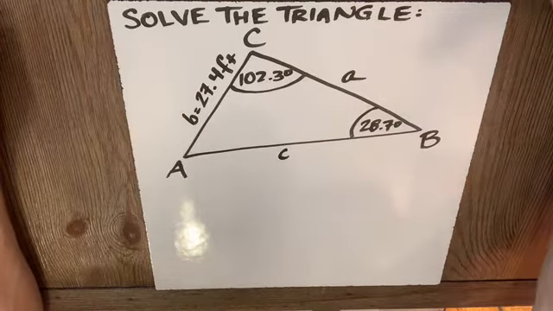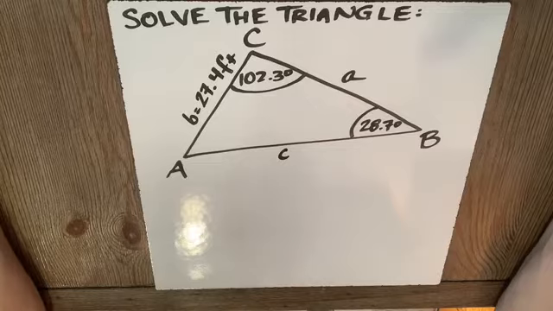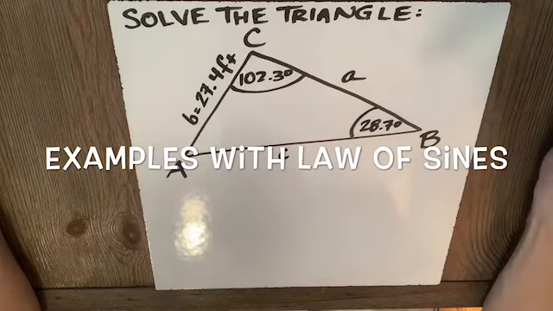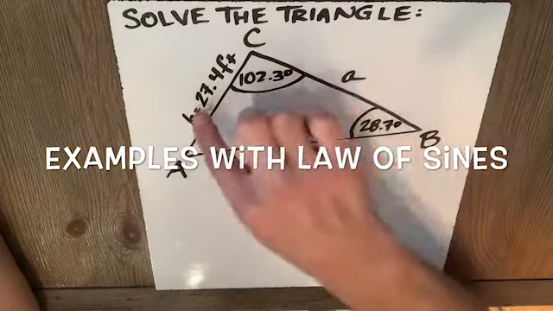Here we're asked to solve this triangle. Notice, this is an oblique triangle, has no right angles. SOHCAHTOA won't work, but the law of sines will work. When it says solve the triangle, I've got to find all angles and all sides. So I'm given angle, angle, and a side.